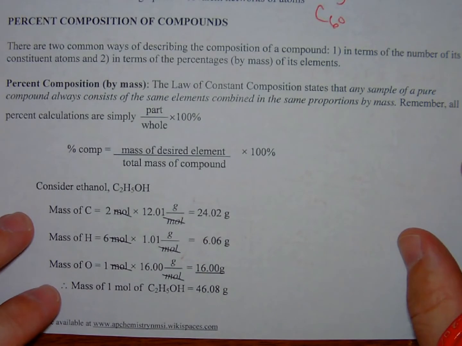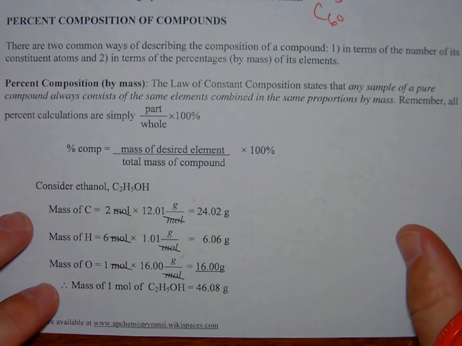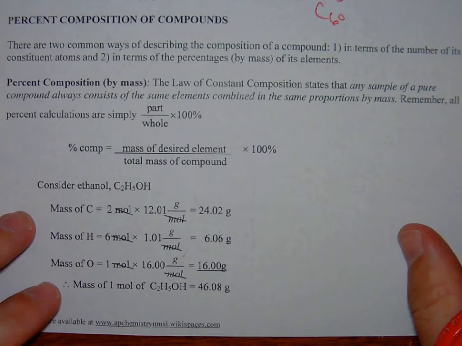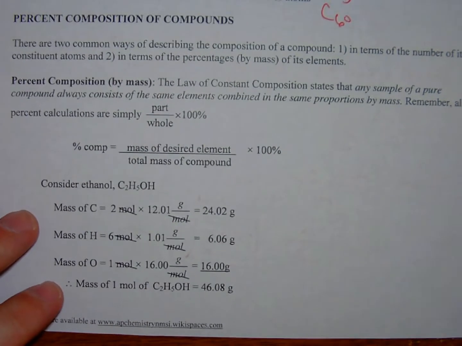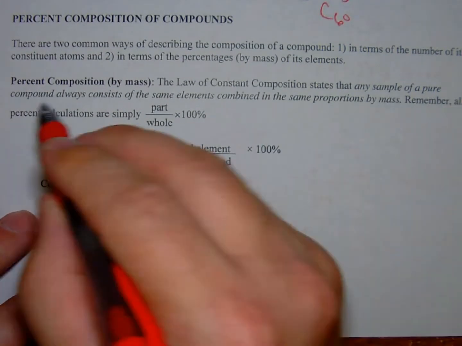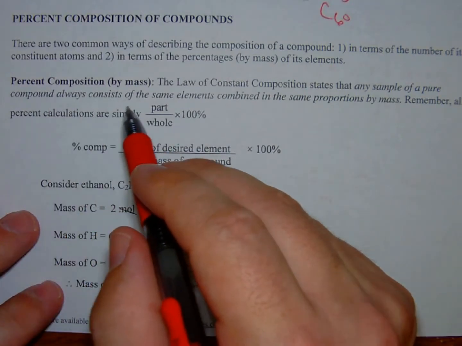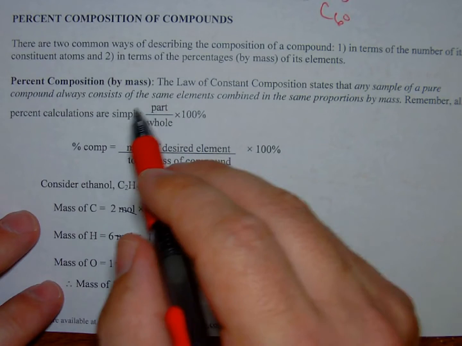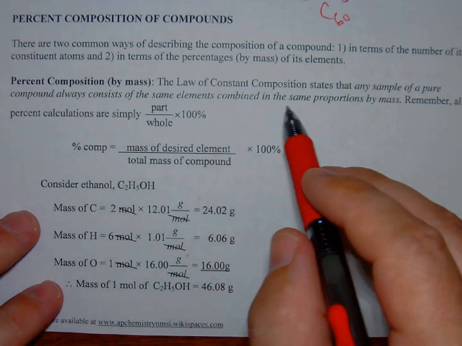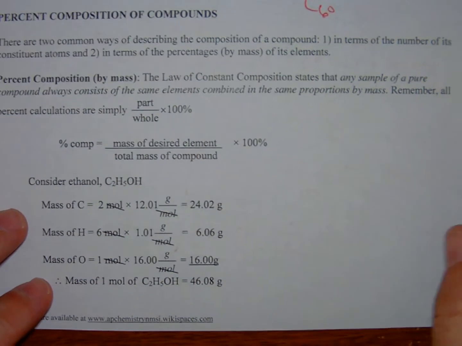So the law of constant composition, or definite proportions, right? It's something described by John Dalton, if you remember that. It states that any sample of a pure compound, as long as it's pure, can't have any other stuff in there, always consists of the same elements combined in the same proportions by mass.